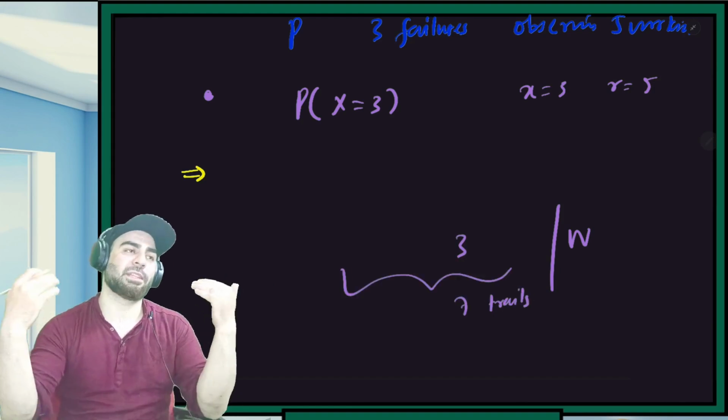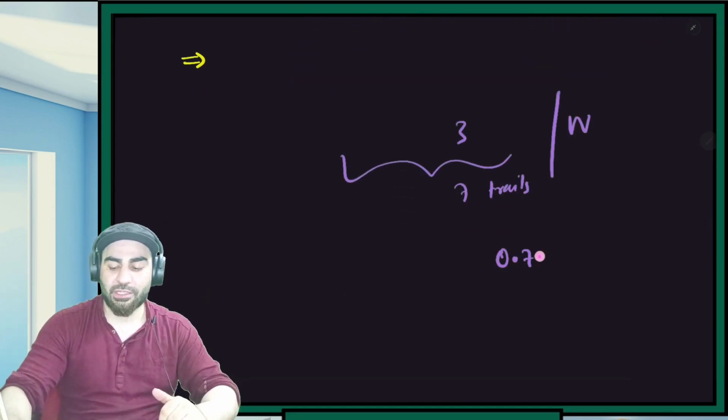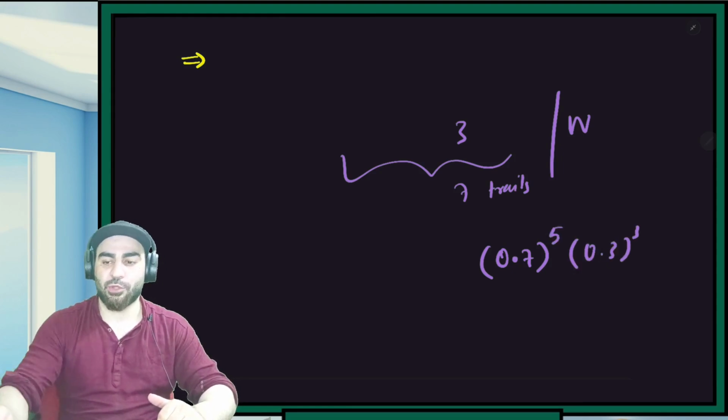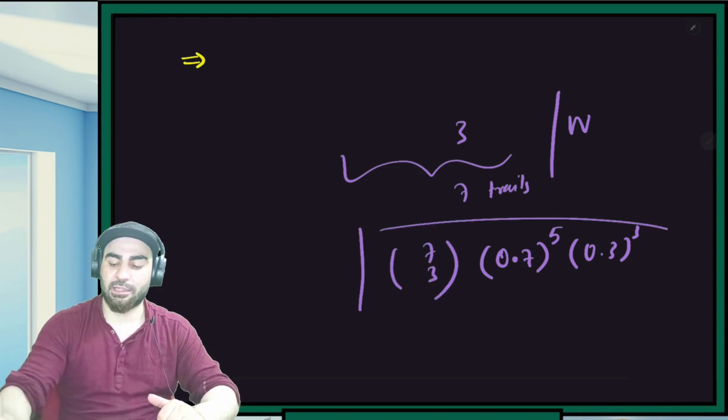There are a lot of methods by which you can do it. What I can do is, I know that the probability of success is 0.7. So I want to get success 5 times, and I want failure, 0.3, 3 times. Now I just have to permute this. So I have to take 3 positions out of the 7. Okay, this is the answer.